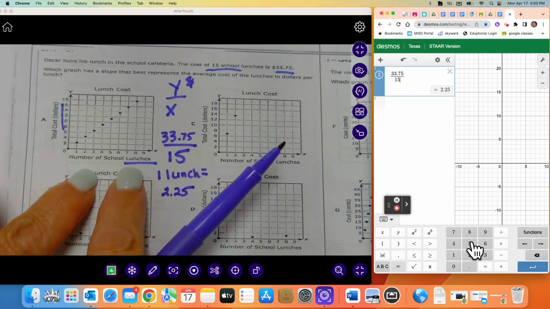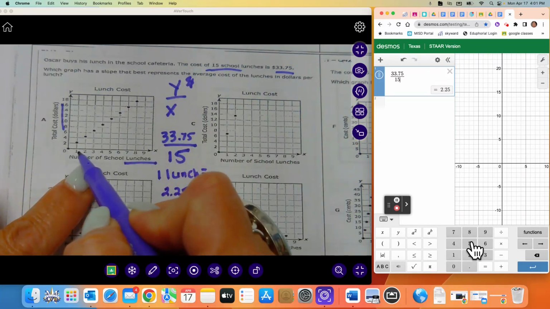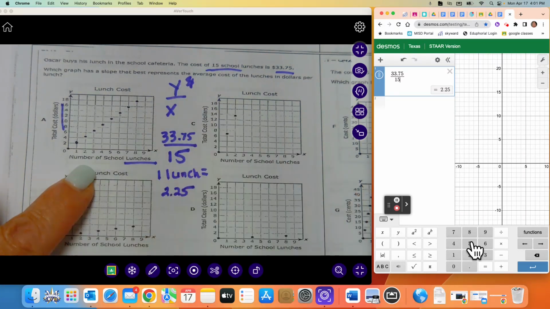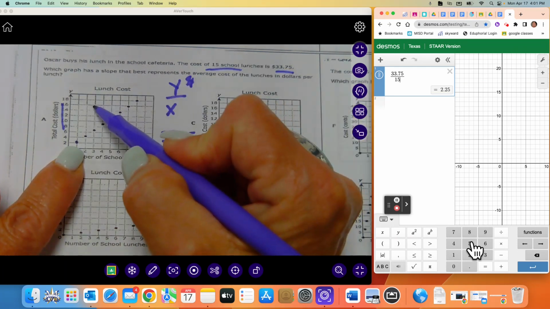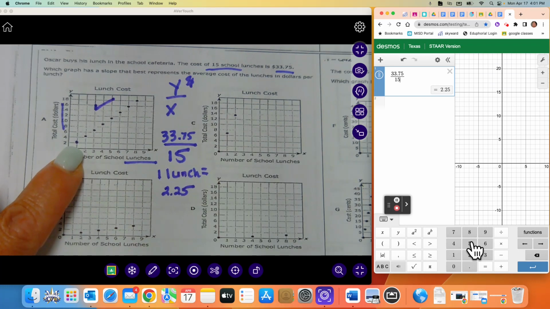Okay, so we're going to match which graph matches that. So this represents lunches. So we're going to come over here to 1 and we're going to go up. And if you notice, that point is a little bit above 2. So it could be $2.25. So I'm going to go ahead and put a check mark saying that it could be it.